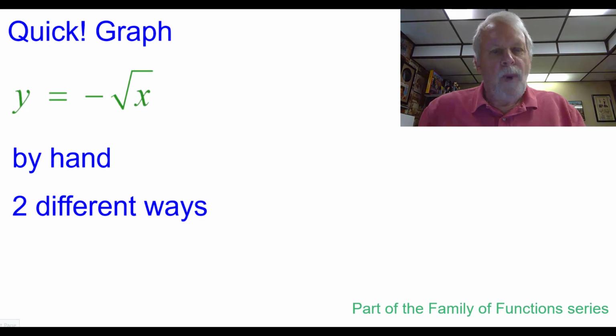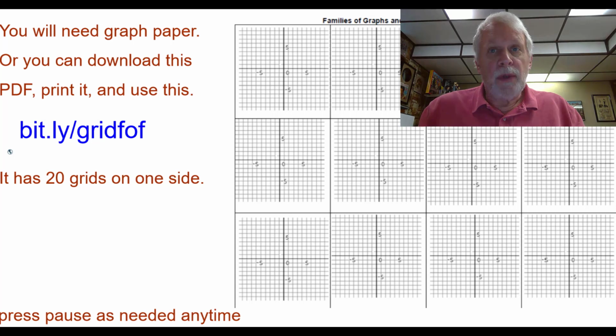Quick, graph y equals the opposite of the square root of x by hand, two different ways. This is part of the Family of Functions series. You will need graph paper, or you can download this PDF and print it, and press pause as needed anytime during the video.